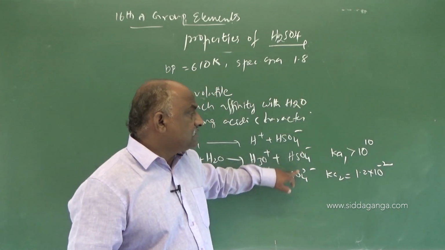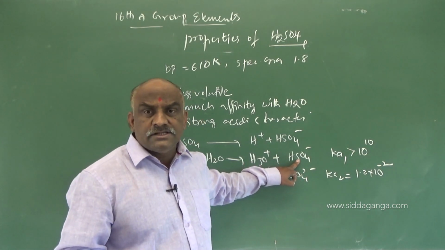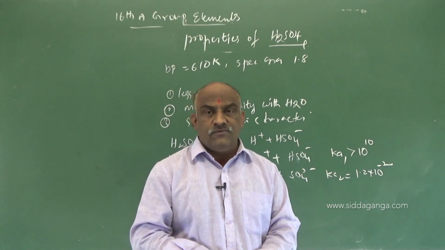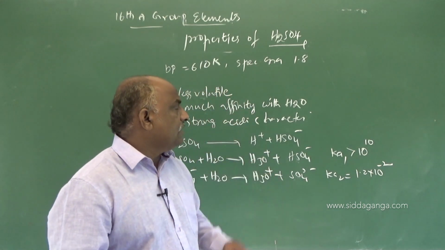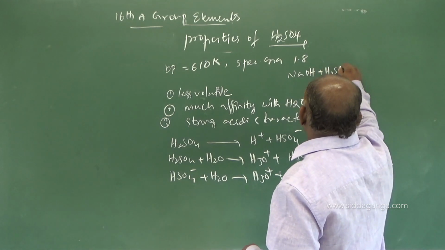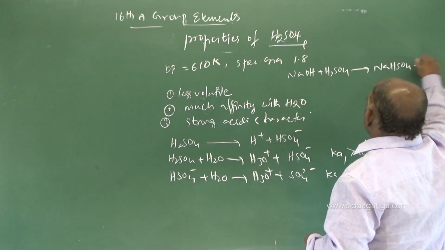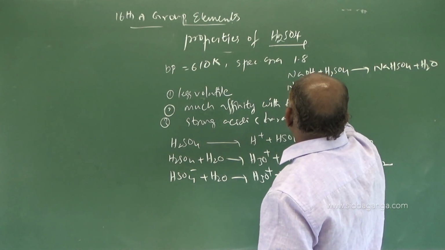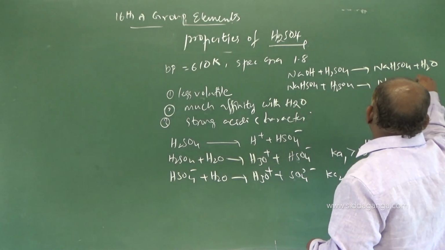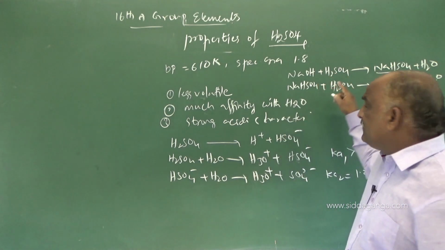So these are said to be salts. The first one is called hydrogen sulfate, the second one is called sulfate. This can be explained in the form of a chemical equation also. NaOH plus H2SO4 gives rise to NaHSO4 plus H2O. And in the second step, NaHSO4 plus NaOH gives rise to Na2SO4 plus H2O: sodium hydrogen sulfate or sodium bisulfate, and sodium sulfate.